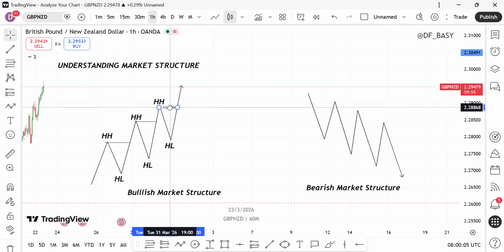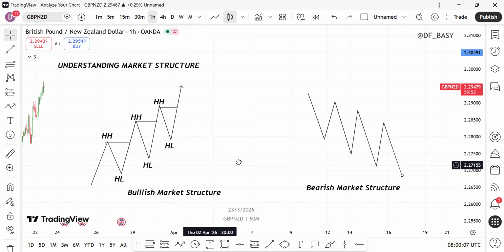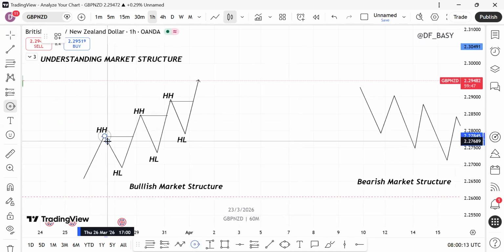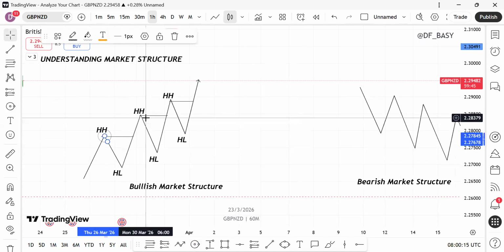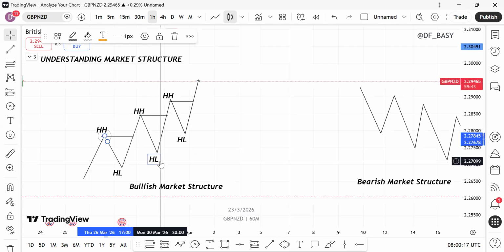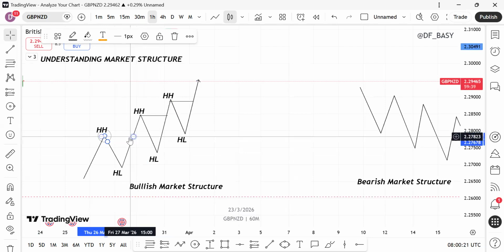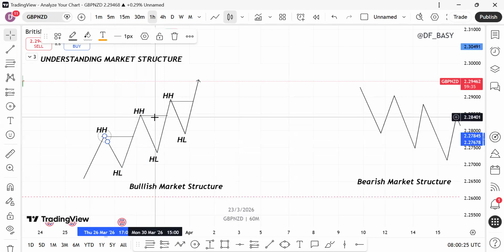Now, what is a break of structure? In a bullish market, a break of structure is when the market takes out a higher high, closes above that higher high, and retraces. That's a break of structure. So the market is taking out this higher high here and closing above it.